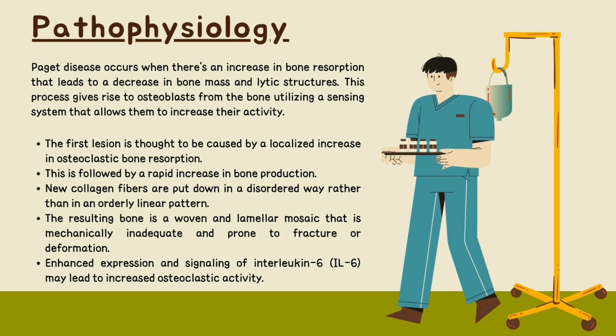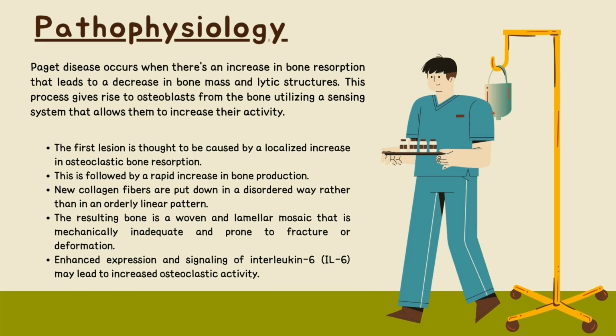Paget's disease occurs when there is an increase in bone resorption that leads to a decrease in bone mass and lytic structures. This process gives rise to osteoblasts from the bone, utilizing a sensing system that allows them to increase their activity. The first lesion is thought to be caused by a localized increase in osteoclastic bone resorption. This is followed by a rapid increase in bone production. New collagen fibers are laid down in a disordered way rather than in an orderly linear pattern. The resulting bone is a woven and lamellar mosaic that is mechanically inadequate and prone to fracture or deformation. Enhanced expression and signaling of interleukin-6 may lead to increased osteoclastic activity.